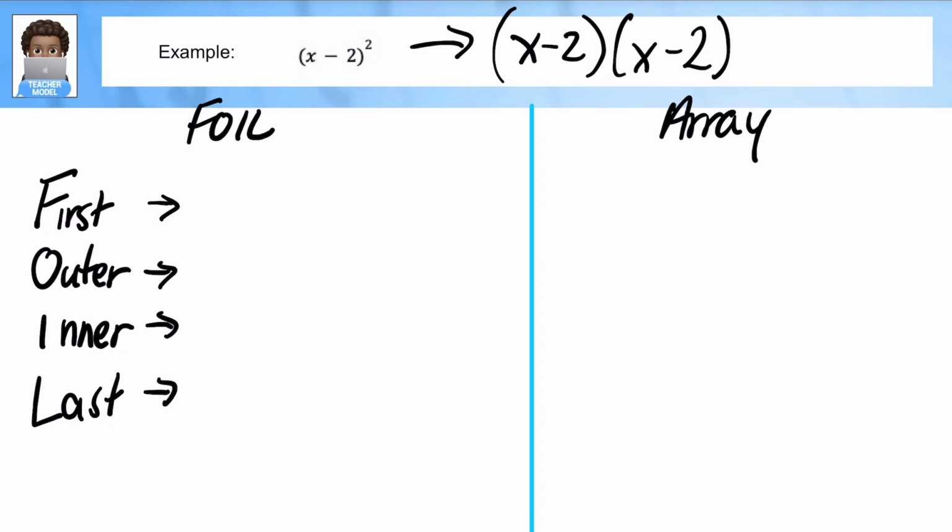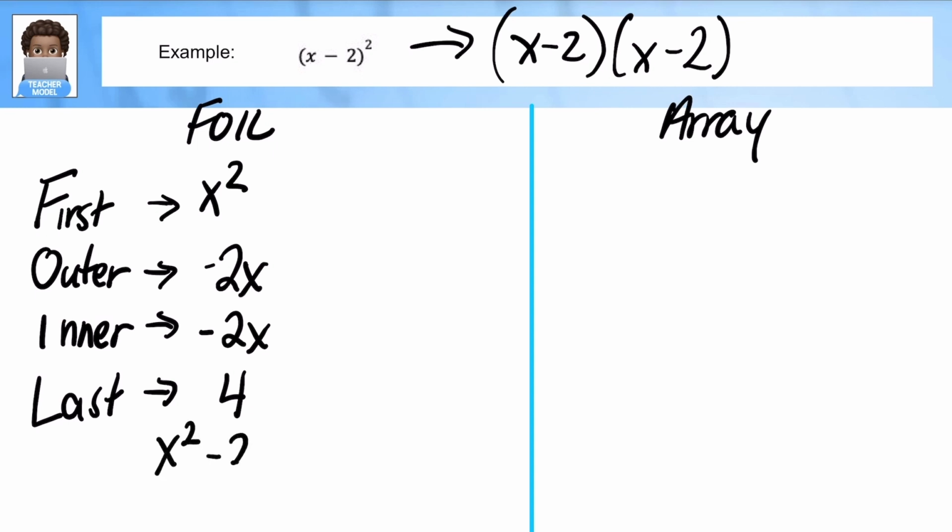Okay, so my first terms: x times x is x squared. Outside, x times -2 is -2x. Inside, -2 times x is still -2x. And the last numbers, -2 times -2 is +4. All right, so that gives us x squared minus 2x minus 2x plus 4.